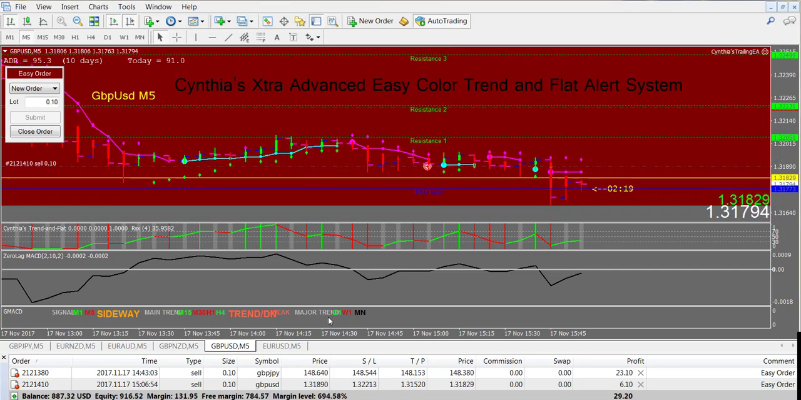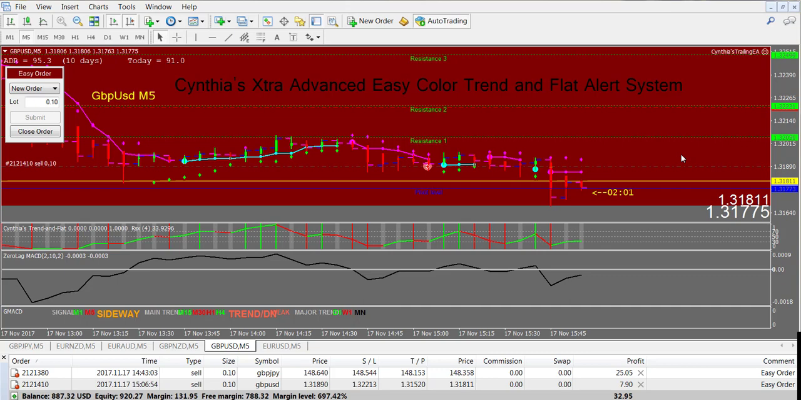And if we look down here at the GMACD, the daily trend actually is up, and now all the colors are mixed, but the trend is actually down and has been down. But it's Friday morning, it's the end of a trading week, and we don't really know how much farther this pair can move down.